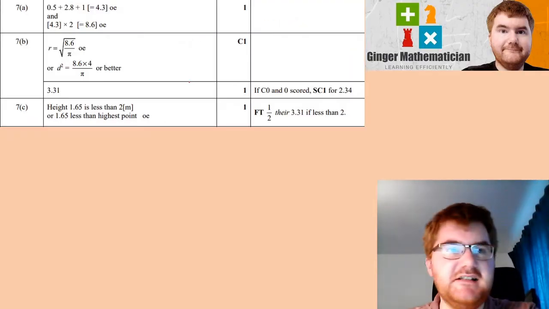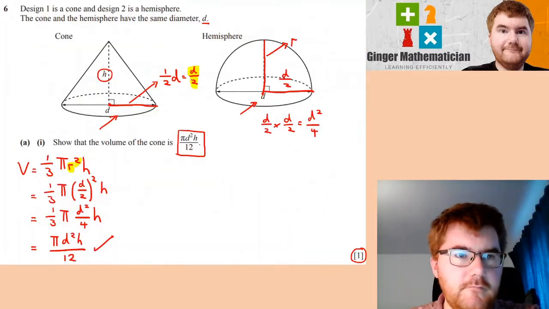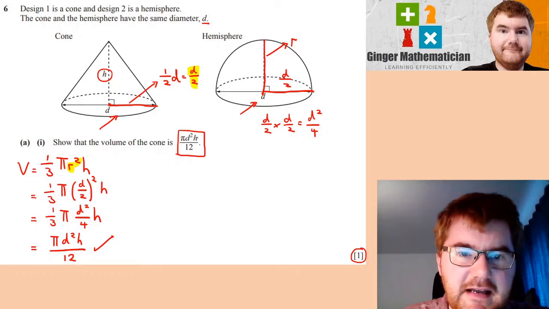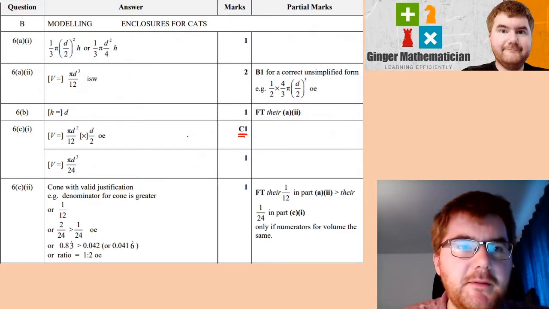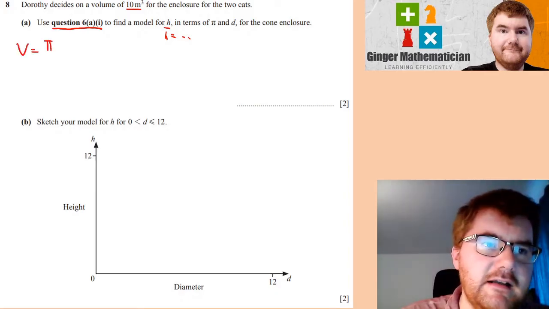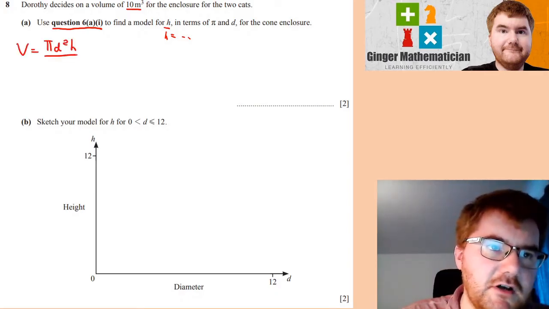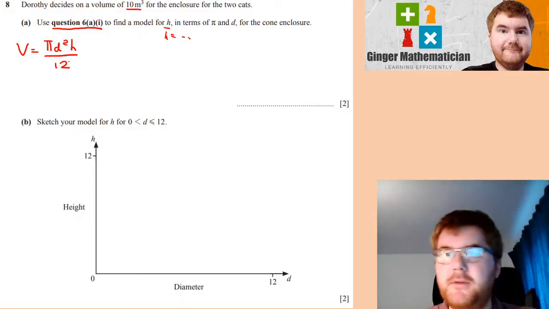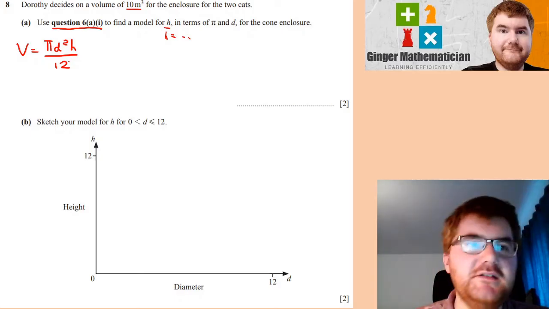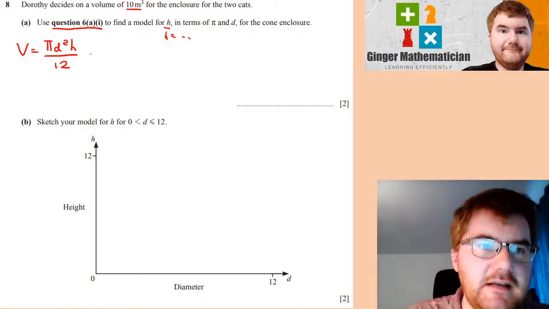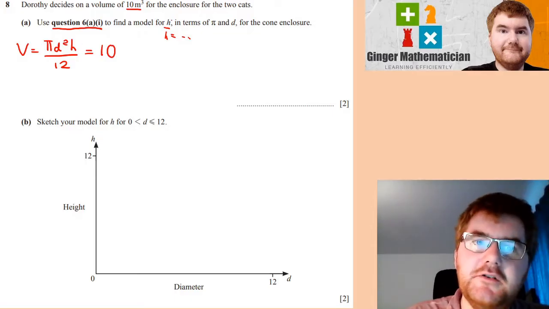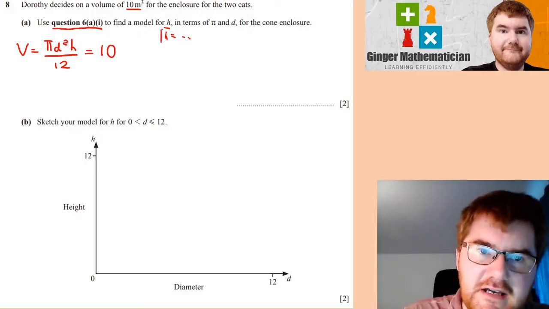So let's go back, 6ai, that was this formula here. So the volume of a cone is pi d squared h over 12. Okay, so we're going to copy that across. V equals pi d squared h over 12. So I'm just copying over that information, guaranteeing that communication mark as well. And what we need to do is, well, we're saying the volume needs to be equal to 10. So in this case, we're going to do equal to 10. And notice we want a model for h. We want h equals something.